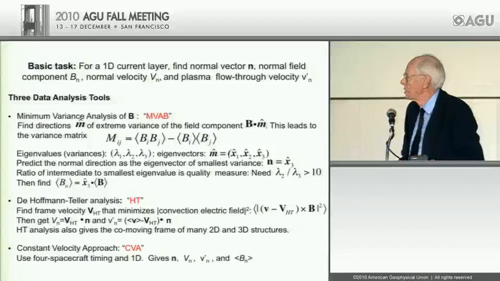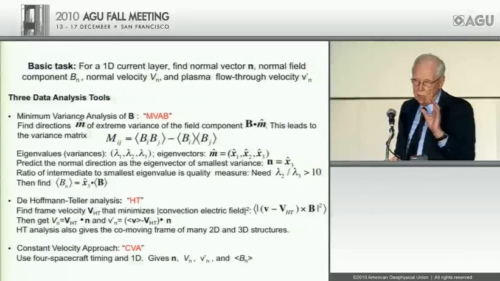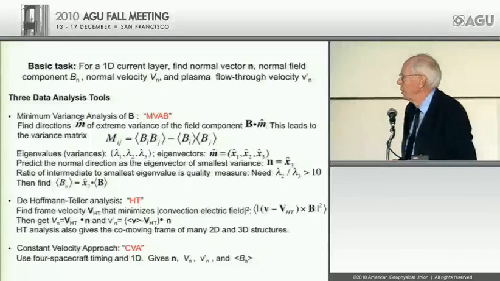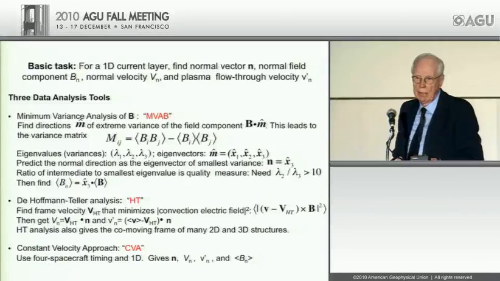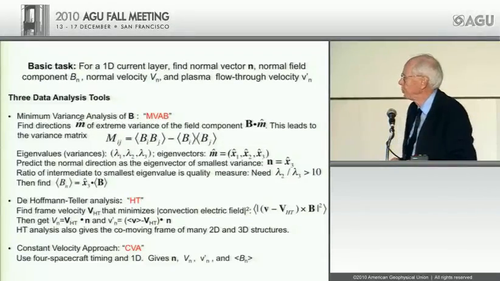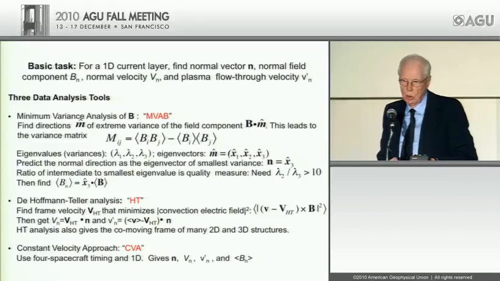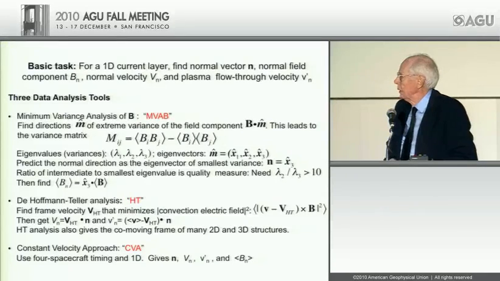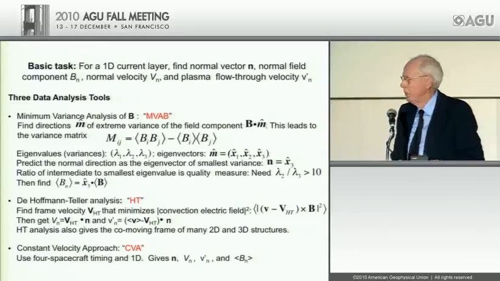Now, the Hofmann-Teller analysis actually can work for 2- and 3-dimensional structures as well, provided there is a natural, a proper frame in which the electric field is reasonably small. Third method is called the constant velocity approach. It's a four-spacecraft timing method that gives you both the normal and the velocity of the structure along the normal. This was first used by Tom Axon and his co-workers with ISEE data to find the Hofmann-Teller frame velocity. But they did it by trial and error, however. The last method was first used, I believe, by Chris Russell and his co-workers in 1983.